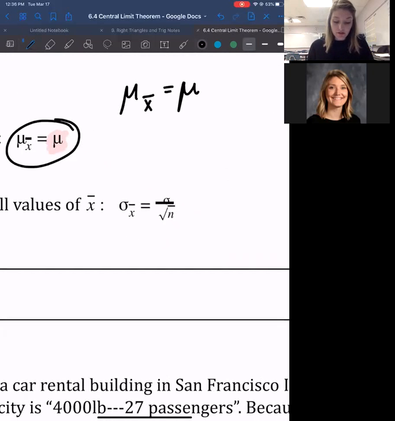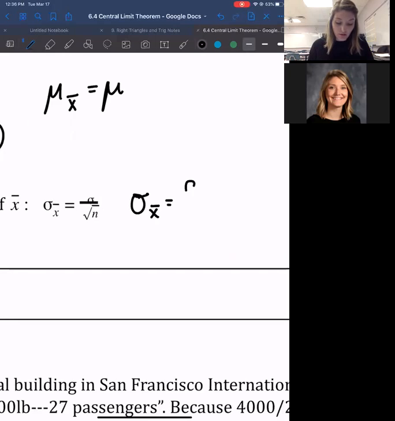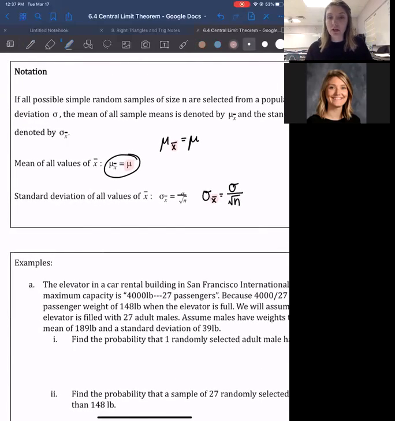For the standard deviation, they're saying the standard deviation of the sample means is equal to the original standard deviation divided by the square root of the sample size. Okay, so I was just making note of this notation here. They just have a subscript on the mean and standard deviation. So if you see that in your homework, that's what they're talking about.